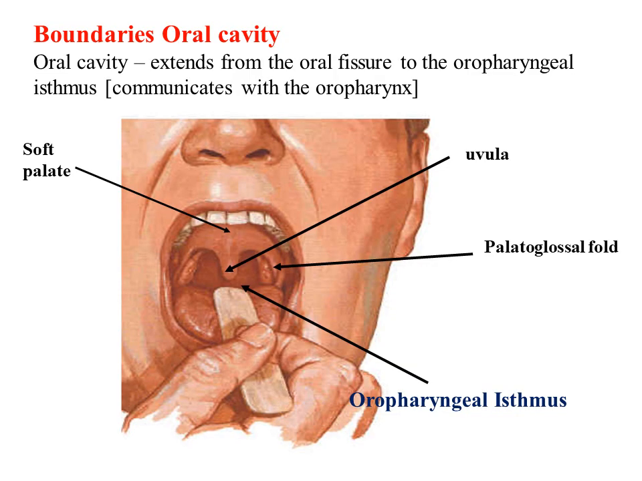Boundaries of the oral cavity. The oral cavity extends from the oral fissure to the oropharyngeal isthmus, that communicates with the pharynx posteriorly. You can see here the soft palate, uvula, palatoglossal fold, and oropharyngeal isthmus posteriorly.